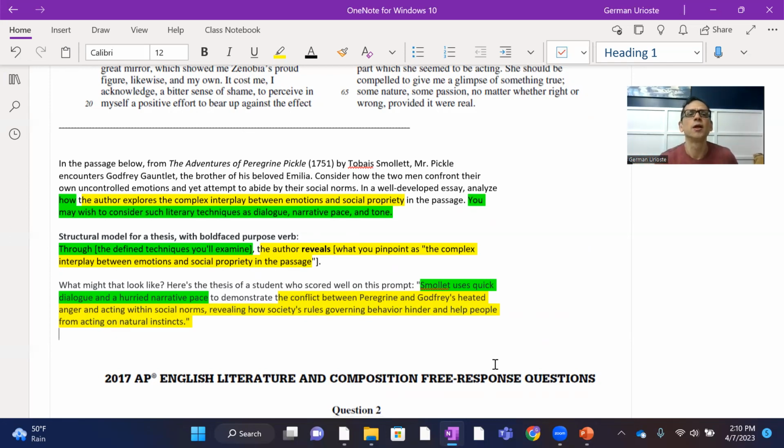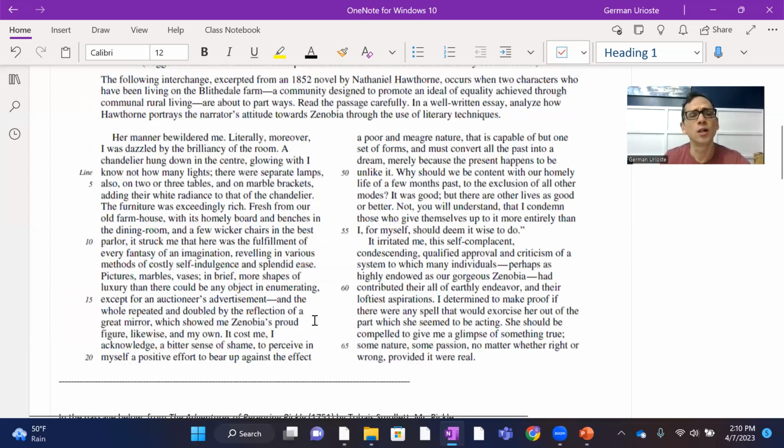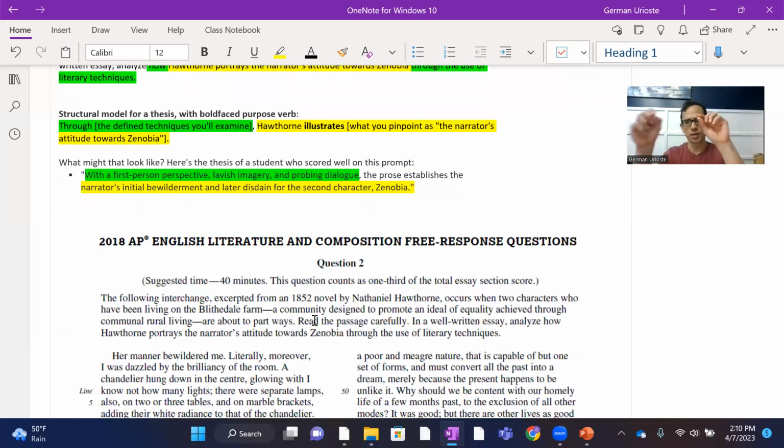That's kind of interesting, right? And that goes back to this complex interplay between emotions and social propriety, right? This writer has pinpointed how what's really at stake is the way in which society's rules governing behavior hinder and help. Sounds complex to me. People from acting on natural instincts, right? So again, when we look at these, we see that all of these thesis statements are pinpointing the how, the techniques, and articulating the claim they're going to prove, right?